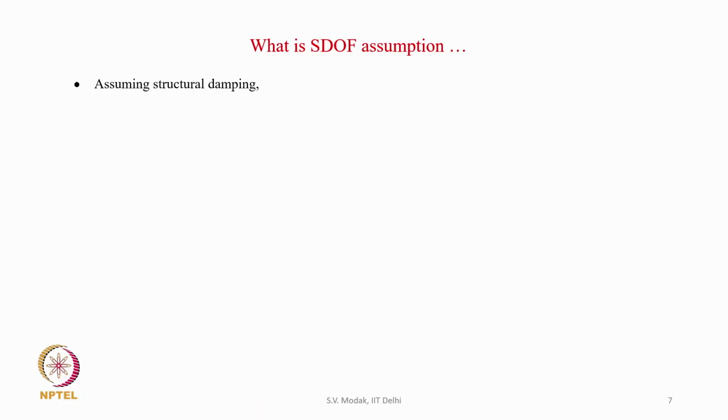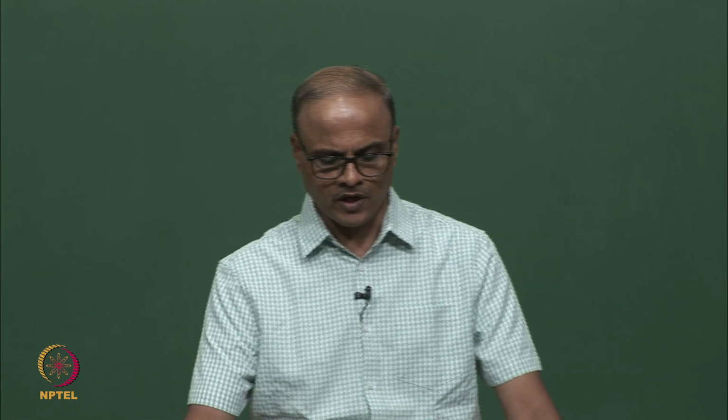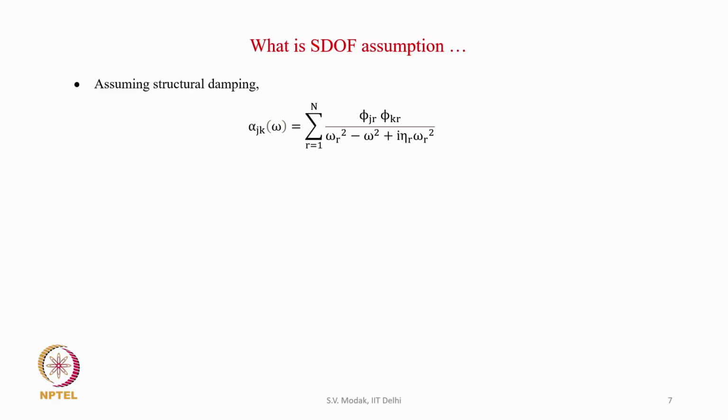So, let us see what the implication is on the FRF expression that we will have to fit when this assumption is made. Let us consider the case of structural damping. We are assuming that we are fitting a structural damping model to the measured FRFs. We know this relationship, which we derived earlier: alpha jk of omega is equal to the summation from r equal to 1 to n of phi jr into phi kr, the product of the jth and kth elements of the rth mode, divided by omega r squared minus omega squared plus i eta r omega r squared. Here omega r is the natural frequency of the rth mode and eta r is the modal loss factor of the rth mode.